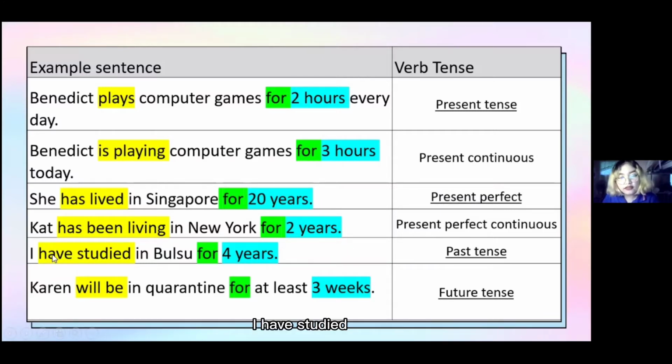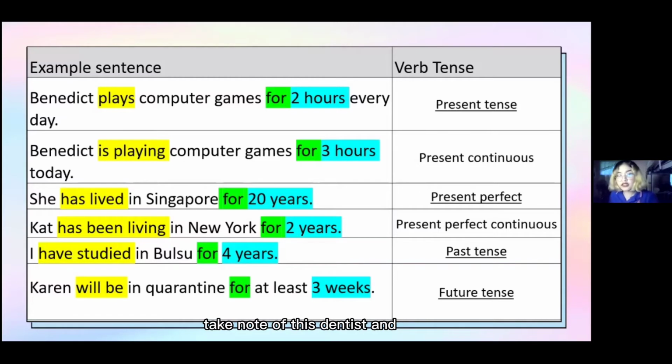I have studied in BulSU for 4 years. So it means that she had studied in BulSU for 4 years. The duration, you know, she studied for 4 years. The future tense: Karen will be in quarantine for at least 3 weeks. So it will happen in the future.